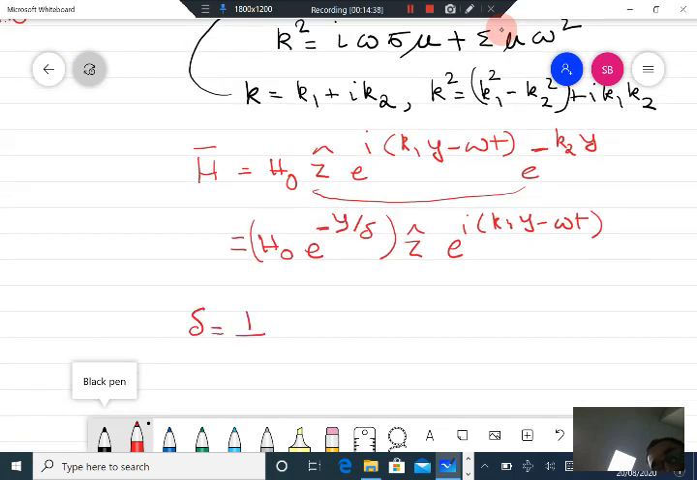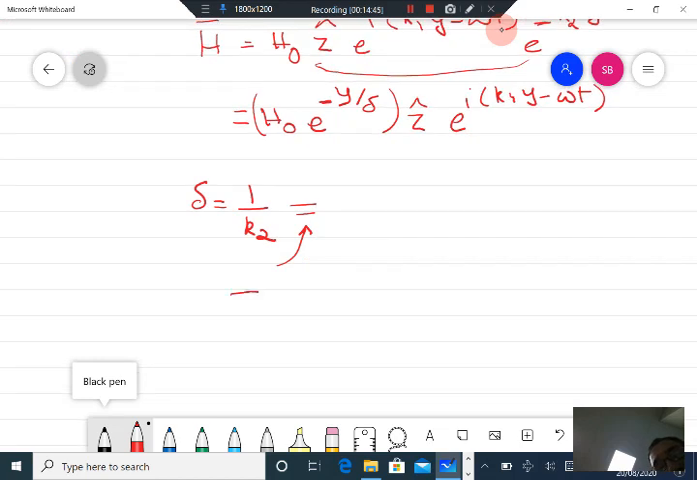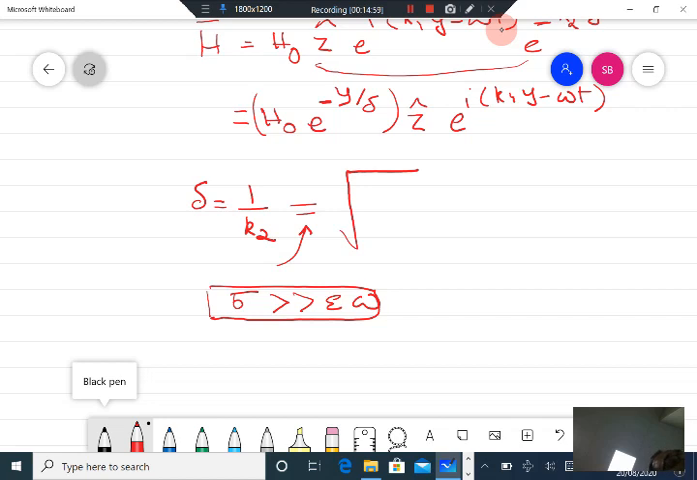This delta is 1 over k2, and you can show that for sigma much greater than epsilon times omega, this expression for delta is nothing else but the square root of 2 by sigma mu omega. So that is the skin depth delta.